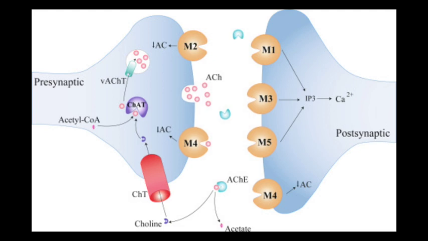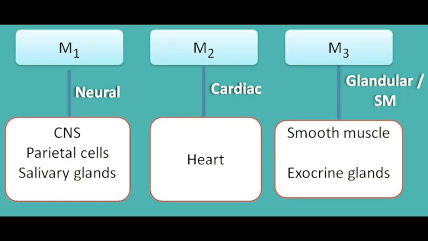Although the five muscarinic receptors have been identified by gene cloning, only M1, M2, and M3 receptors are functionally characterized. What is the location of muscarinic receptors? These receptors have been found on ganglia of the peripheral nervous system and on the autonomic effector organs such as heart, smooth muscle, brain, and exocrine glands.